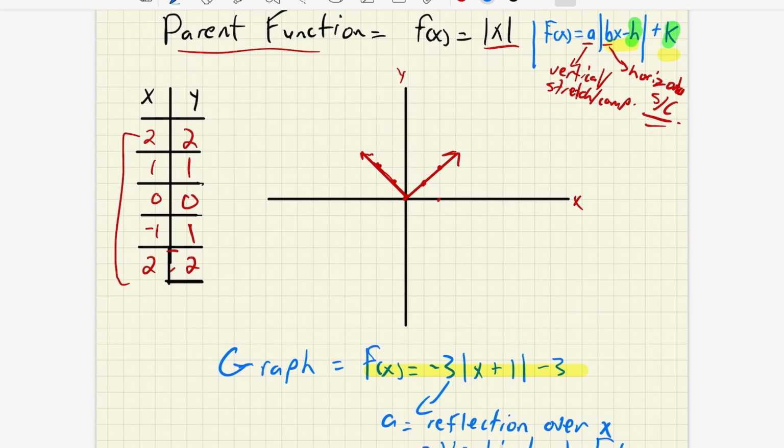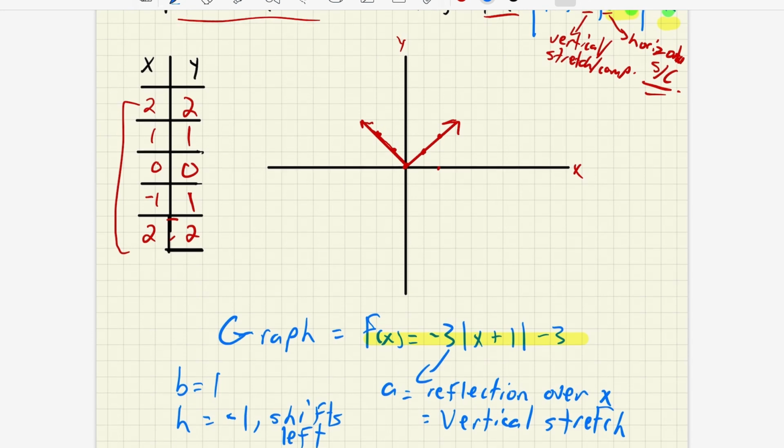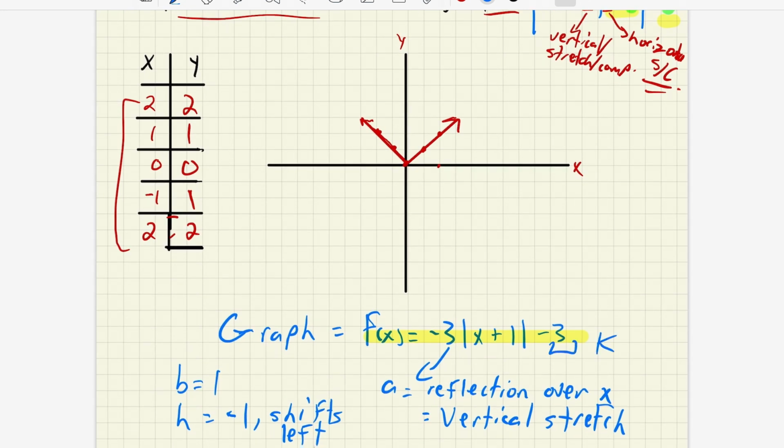Now, the b value appears to be 1, so there's no b value, no change. Right, so let's write b is equal to 1. Now the h value, because it's positive here, it's really going to be a negative 1, which means that it shifts left. So all my points are going to shift towards the left by 1 unit. And then of course the k value over here, which is outside the absolute value brackets, is going to be minus 3, which then means that the whole graph shifts down.